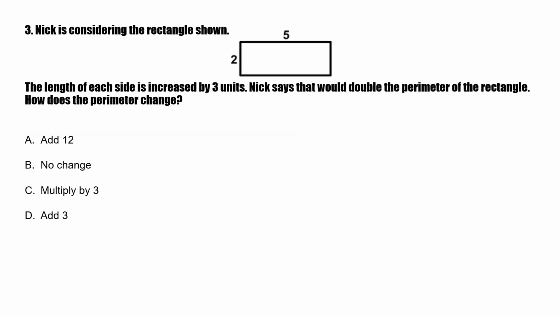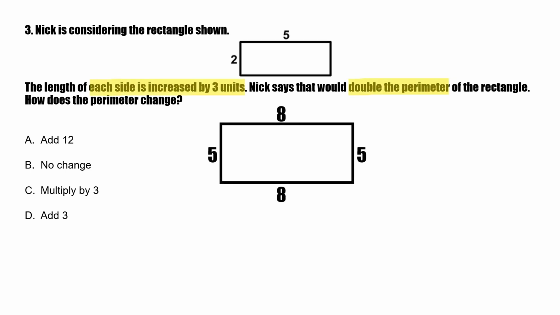In problem number 3, the question asks to determine the effect on the perimeter of a rectangle if the length of each side is increased by 3 units. To solve this problem, it may be best to draw the rectangle out and find the perimeter of both rectangles. In this case, the original rectangle is 14 and the new rectangle is 26, so the change is that the new perimeter is 12 plus the original perimeter.